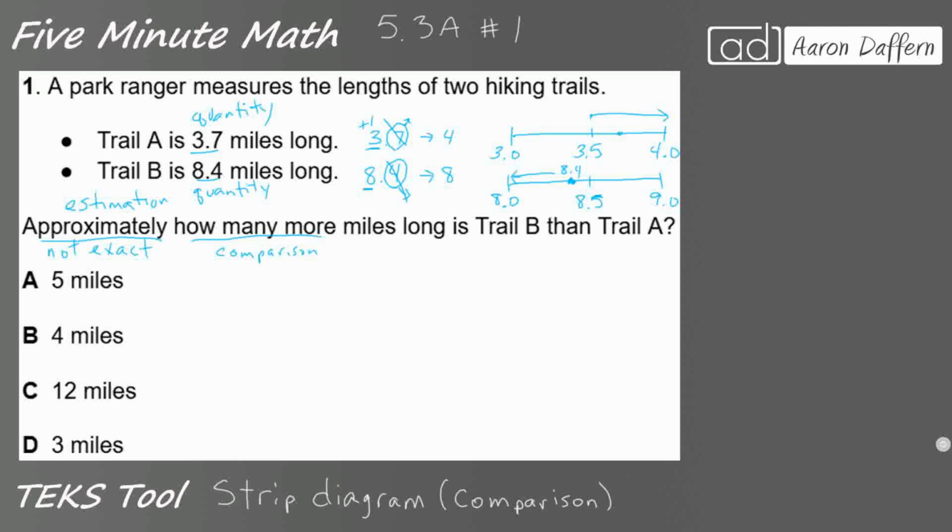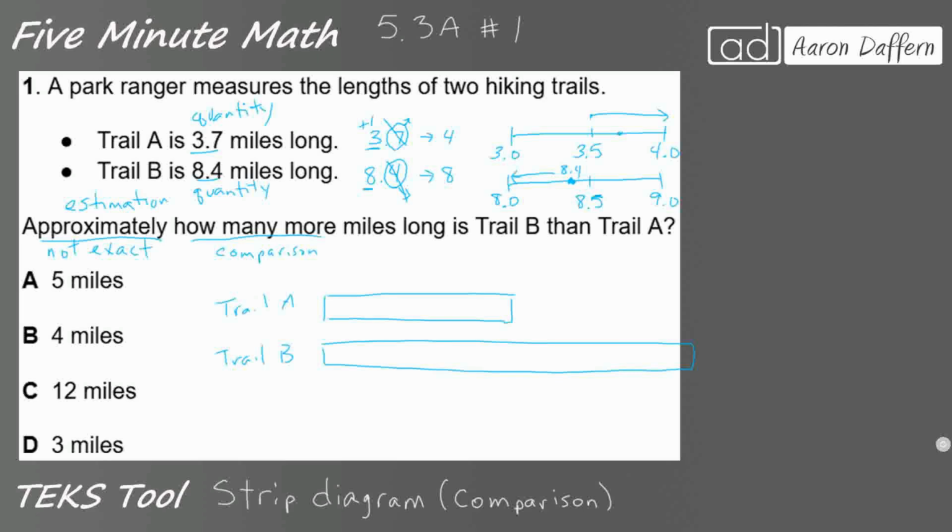Now, if I want to represent this with my strip diagram, I would just draw this right here. I would say this is trail A, and then I'm going to say trail B. And just to make it accurate, let's make sure our trail B is longer. So this is about 4 miles. This is about 8 miles. What I'm looking for is what's this distance between trail A and trail B? What's that going to be? That's 8 minus 4, and our answer is B.